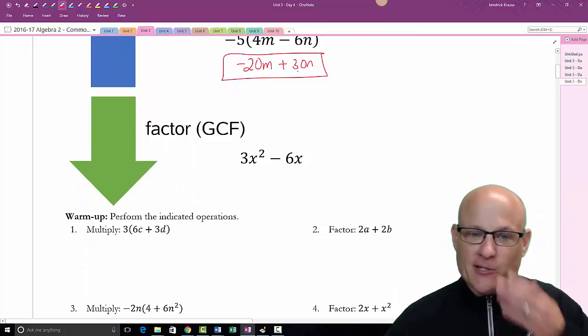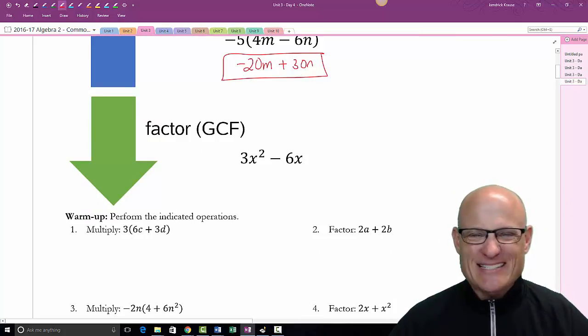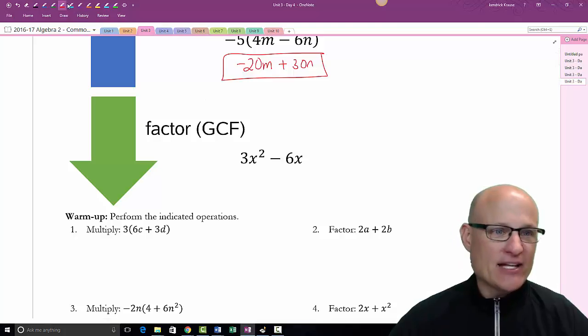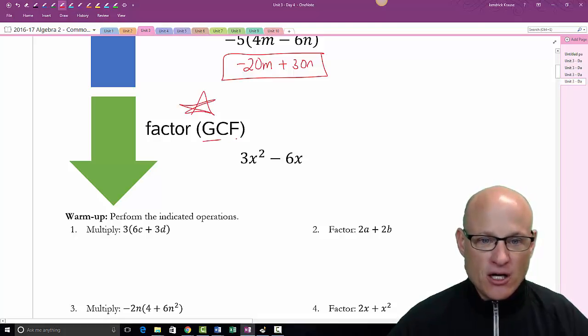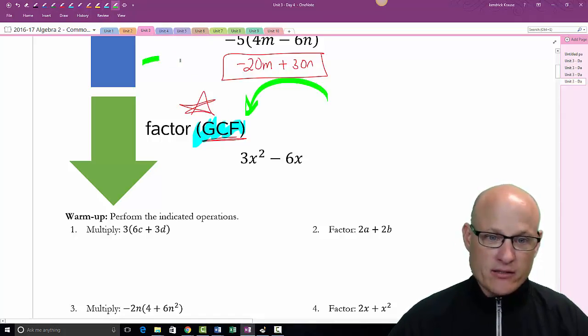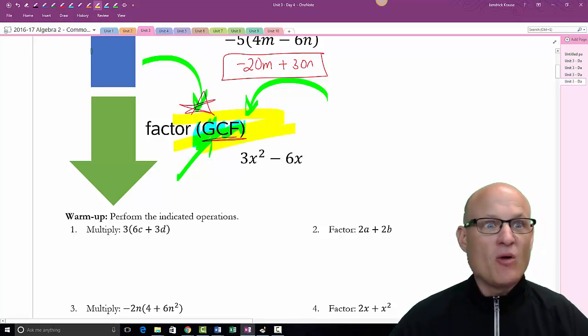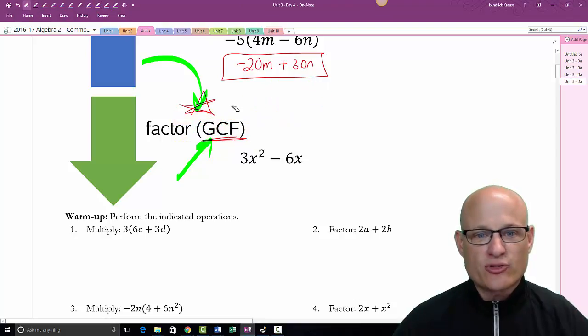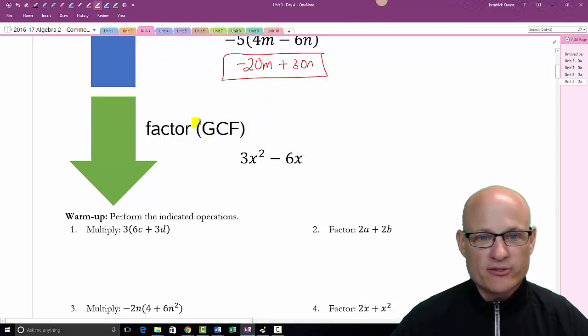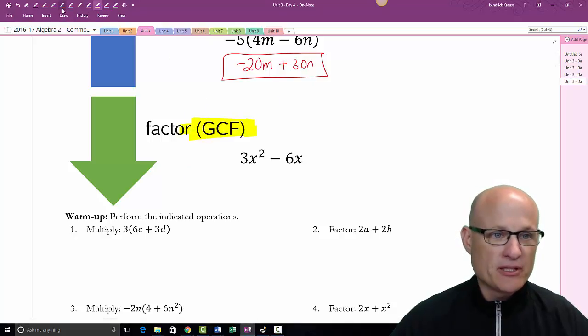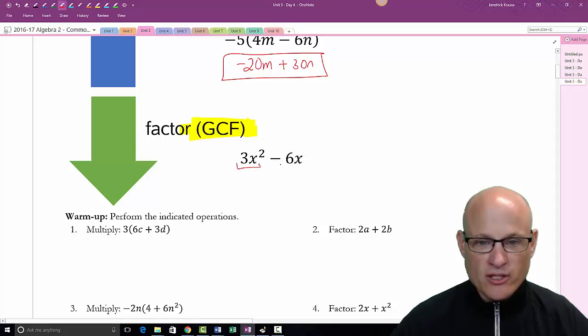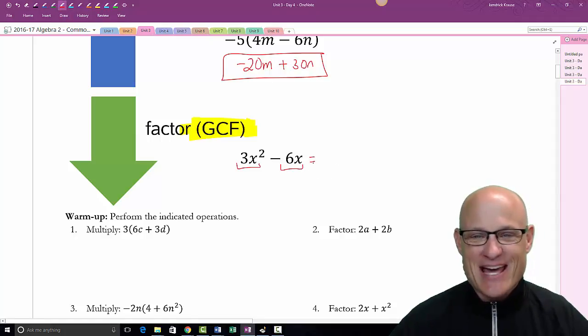Now, I want to factor. GCF, greatest common factor. I can't stress this enough. Star it, underline it, highlight it, throw arrows at it. GCF. Oh my gosh, it is so important that you start all factoring problems with a GCF. Please, please, please. You look at the two pieces that you're working with and you decide, is there something that they have in common? They have a 3 in common and they have an x in common.